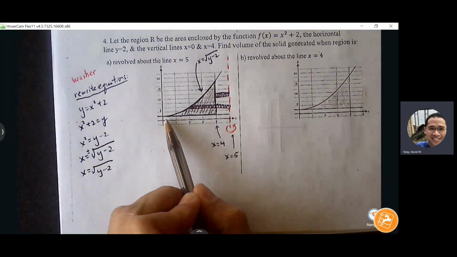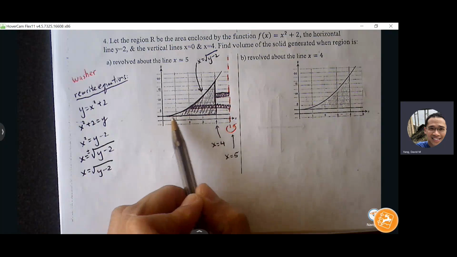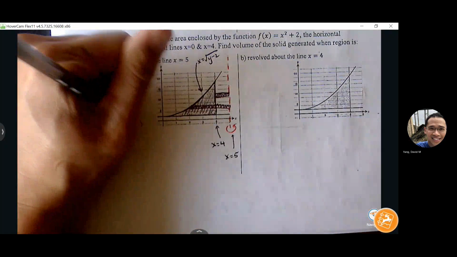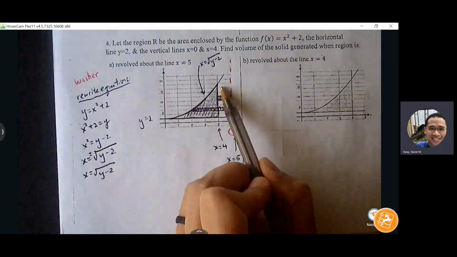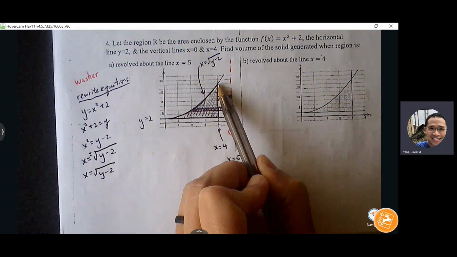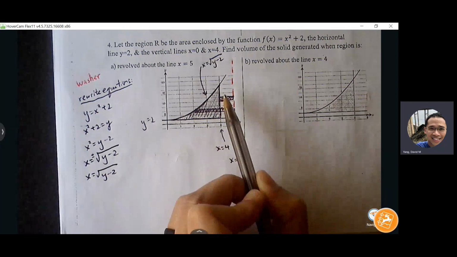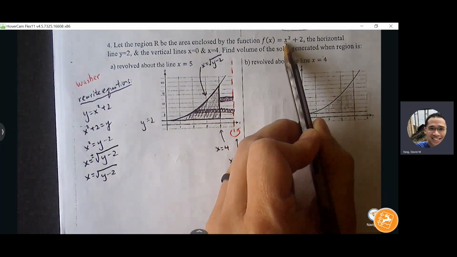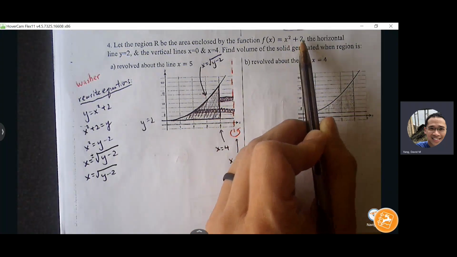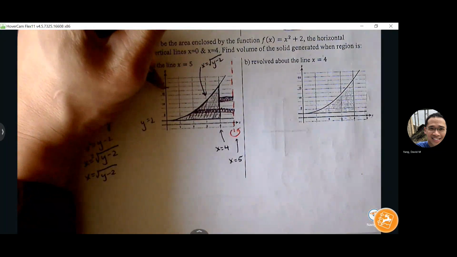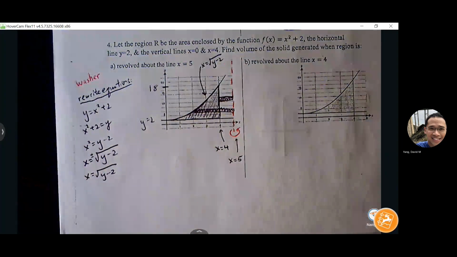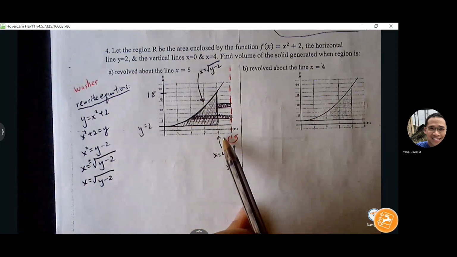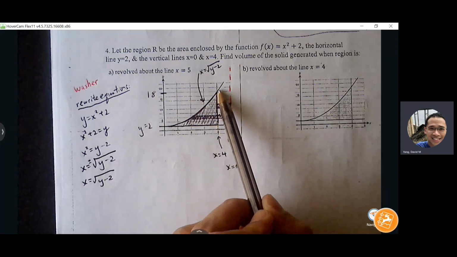My bounds, one of them is easy to spot. My lowest y value is y equals 2. The highest y value is whatever the intersection is of this curve with this line x equals 4. Well, I know the x value is 4, so if I insert 4 into the curve, I can find the y value. So 4 squared is 16, 16 plus 2 is 18. If I know the x value, I can find the y value at that ordered pair.